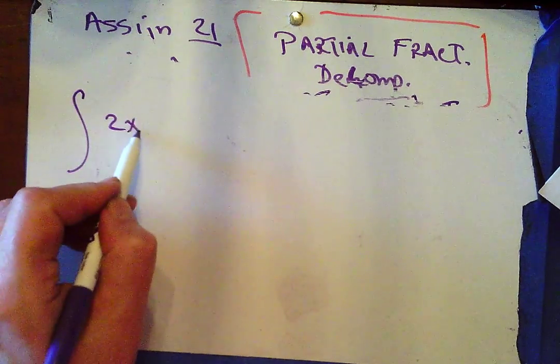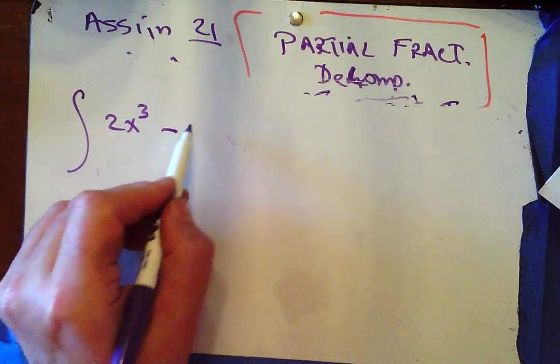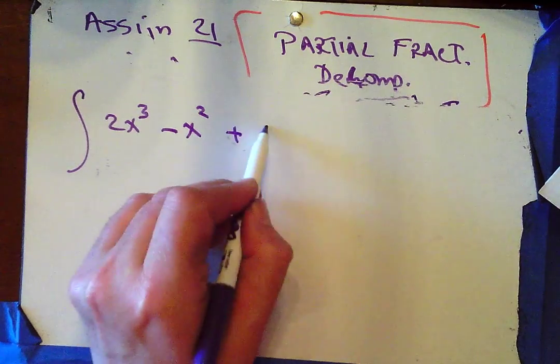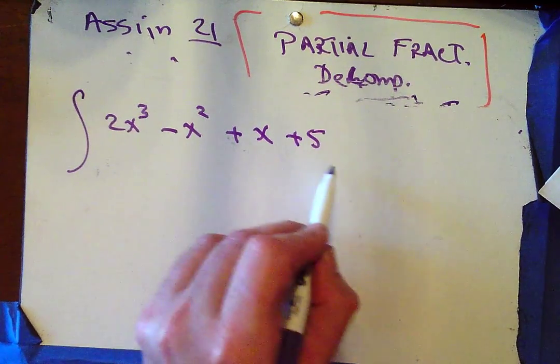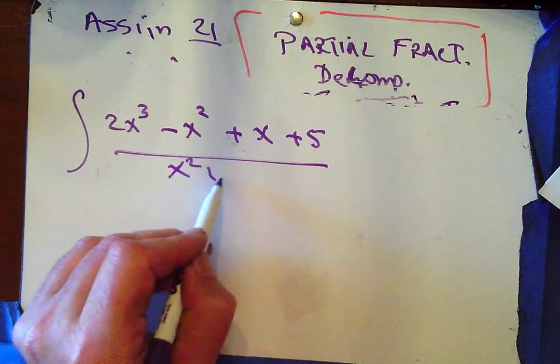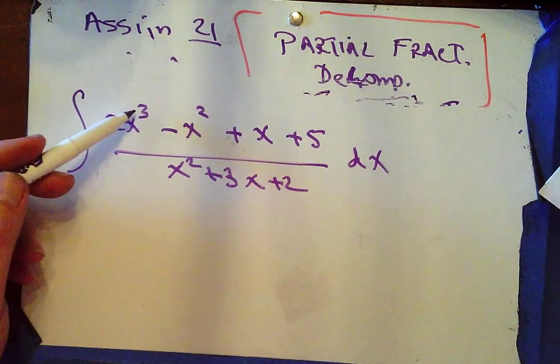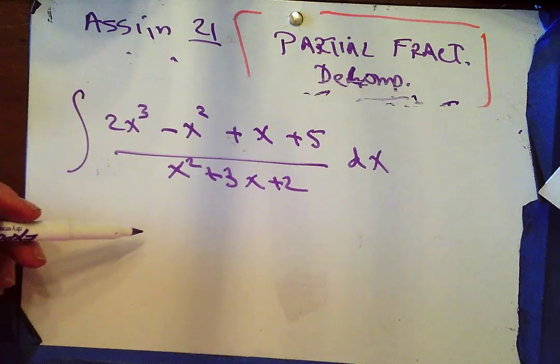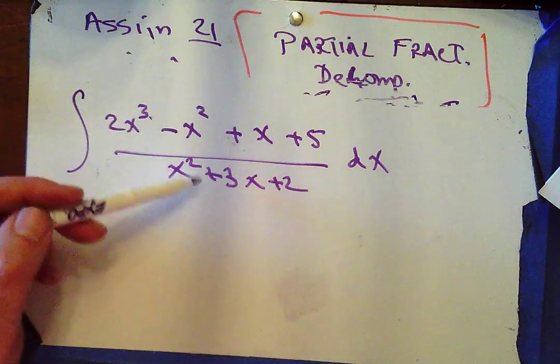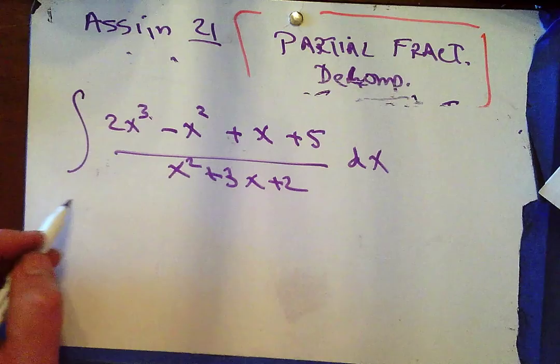Yeah, we saw some of these in the last 2 years on the AP exam. Didn't think that was part of the curriculum, but there it was. So, the integral of x squared plus 3x plus 2 dx. Hey, look, the degree of the top is bigger than the degree of the bottom. When they're either the same degree or the top is bigger, I'm going to do long division.